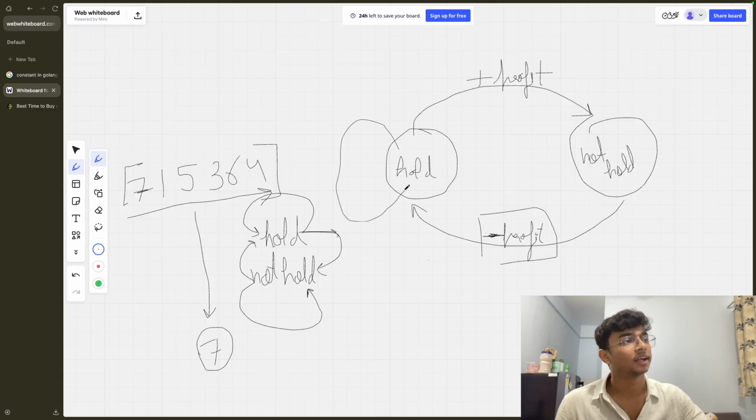And from hold, you can either remain in the same state, and from not hold, also you can remain in the same state.